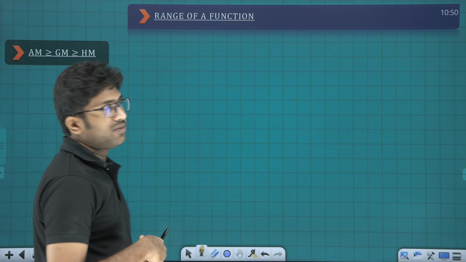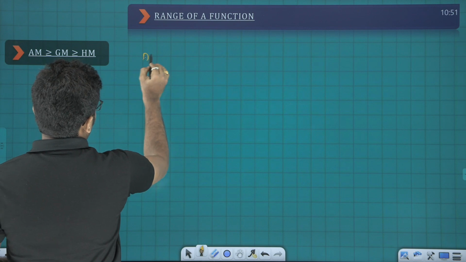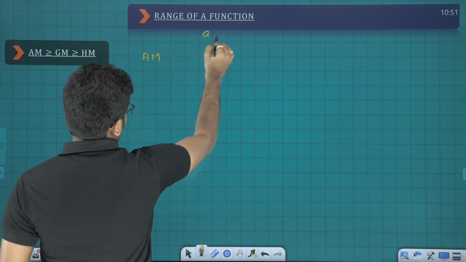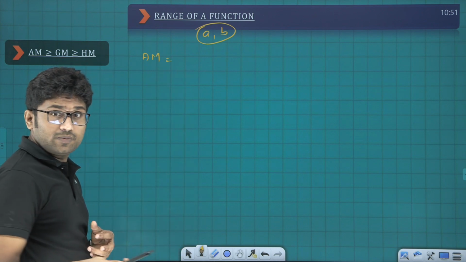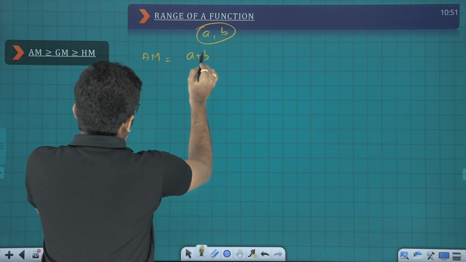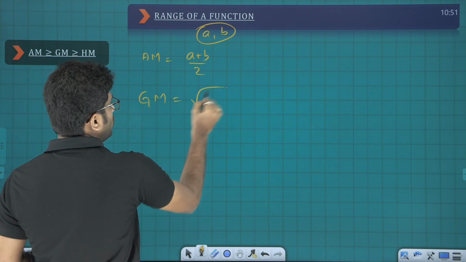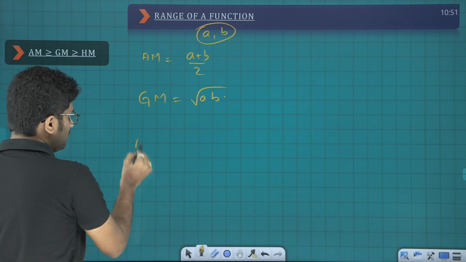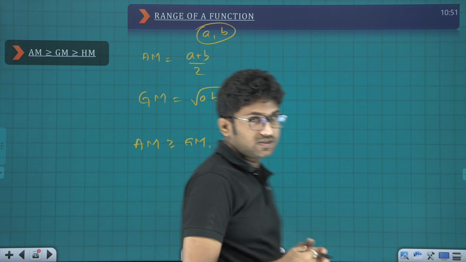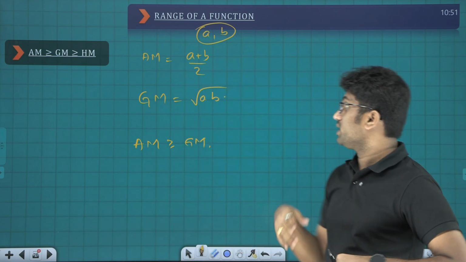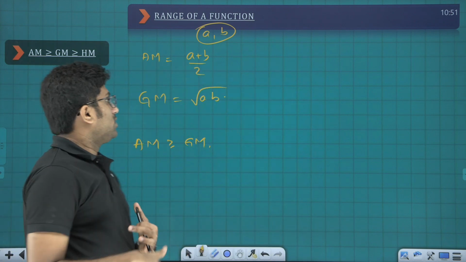Next, by using the AM-GM-HM inequality. Suppose A, B are any two positive numbers. The arithmetic mean of these two will be (A plus B) by 2, whereas the geometric mean is root of AB. Arithmetic mean will always be greater than or equals to geometric mean. This is for any given numbers. By using this also we will be getting the maximum value or minimum value of some expression. Clear?